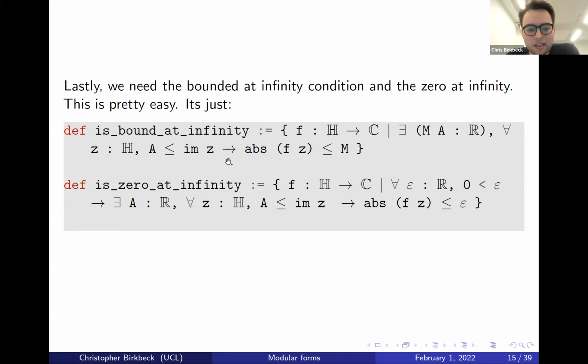Maybe this arrow here is something you wouldn't write math-wise, but it is just an implication of what you're expecting, what you're trying to define. This is quite nice. For a function, you have some real numbers such that if you're high enough in the imaginary direction, then the absolute value is bounded by n. And similarly for zero and infinity.